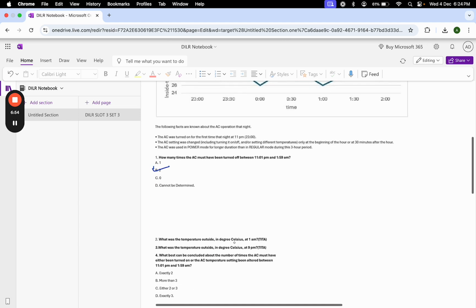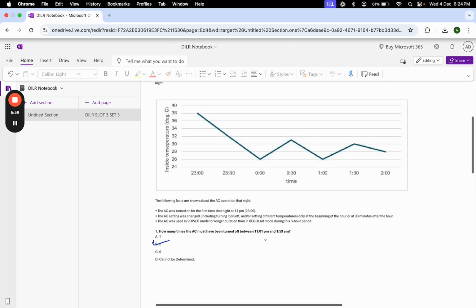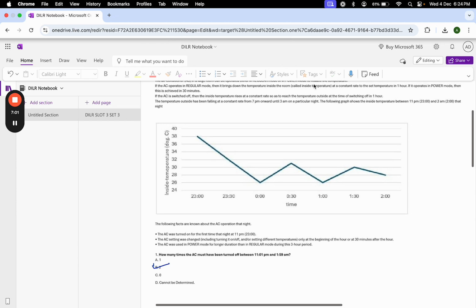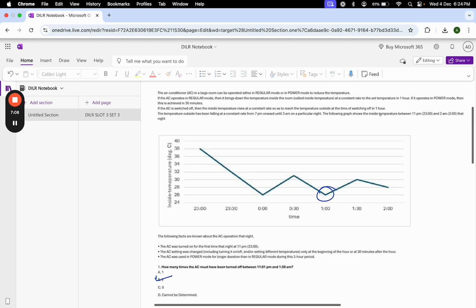What's the temperature outside in degrees at 1 a.m.? Cool. Now let's see what's the temperature outside at 1 a.m. So at 1 a.m. the AC was turned off. Now as per this condition, the temperature would rise at a constant rate. So in 30 minutes, the temperature increased from 26 to 34 degrees. So that means it will increase by 4 more degrees in the next 30 minutes.